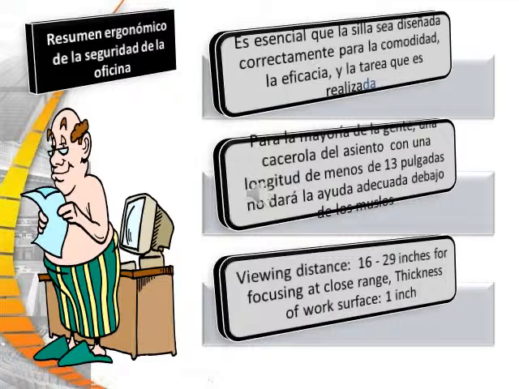It is essential for the chair to be properly designed for comfort, efficiency, and the task being performed. For most people, a seat pan with a length of less than 13 inches will not give adequate support under the thighs. The viewing distance should be 16 to 29 inches for focusing at close range, and the thickness of the work surface 1 inch.